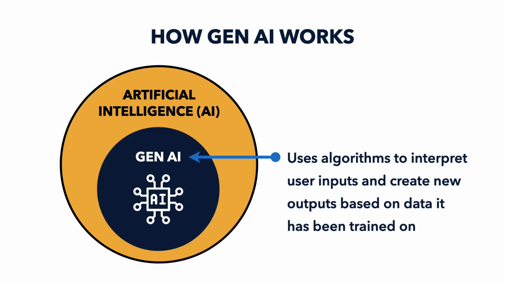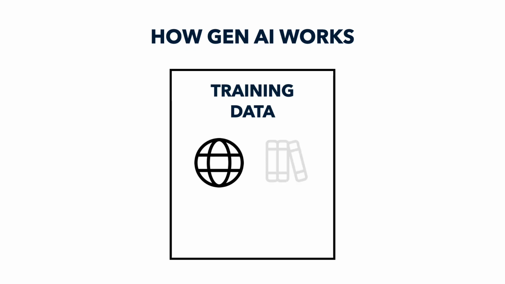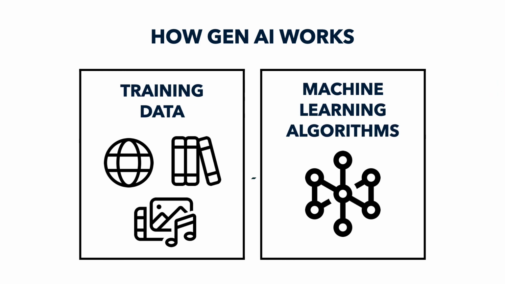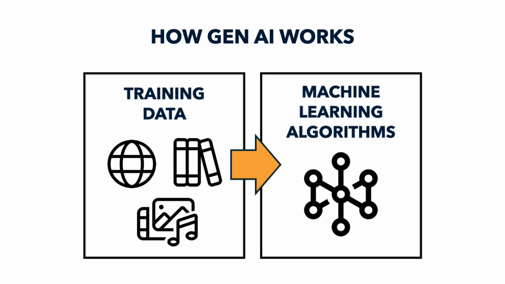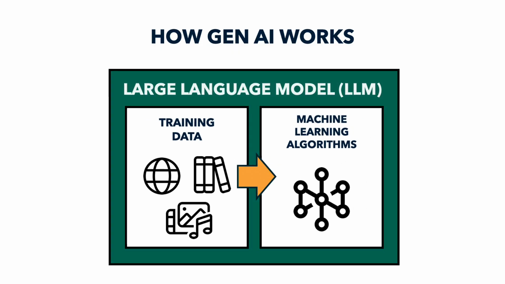Let's break this down. When we refer to GenAI's training data, we're referring to large amounts of information gathered from the web, including books and social media. This information is broken down and analyzed using advanced machine learning algorithms, which work to detect patterns and draw connections between different elements, including how words are commonly used together or how certain visual features appear in images. Through this process, a model is trained, becoming what we call a large language model, or LLM.